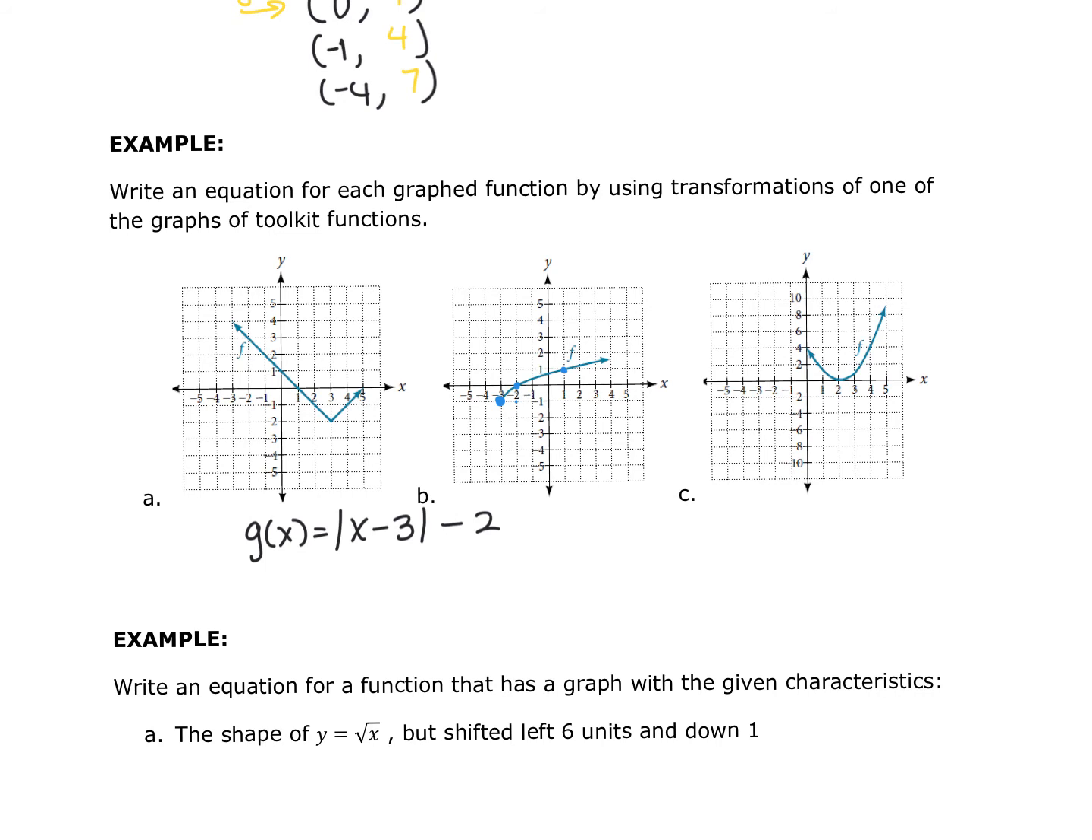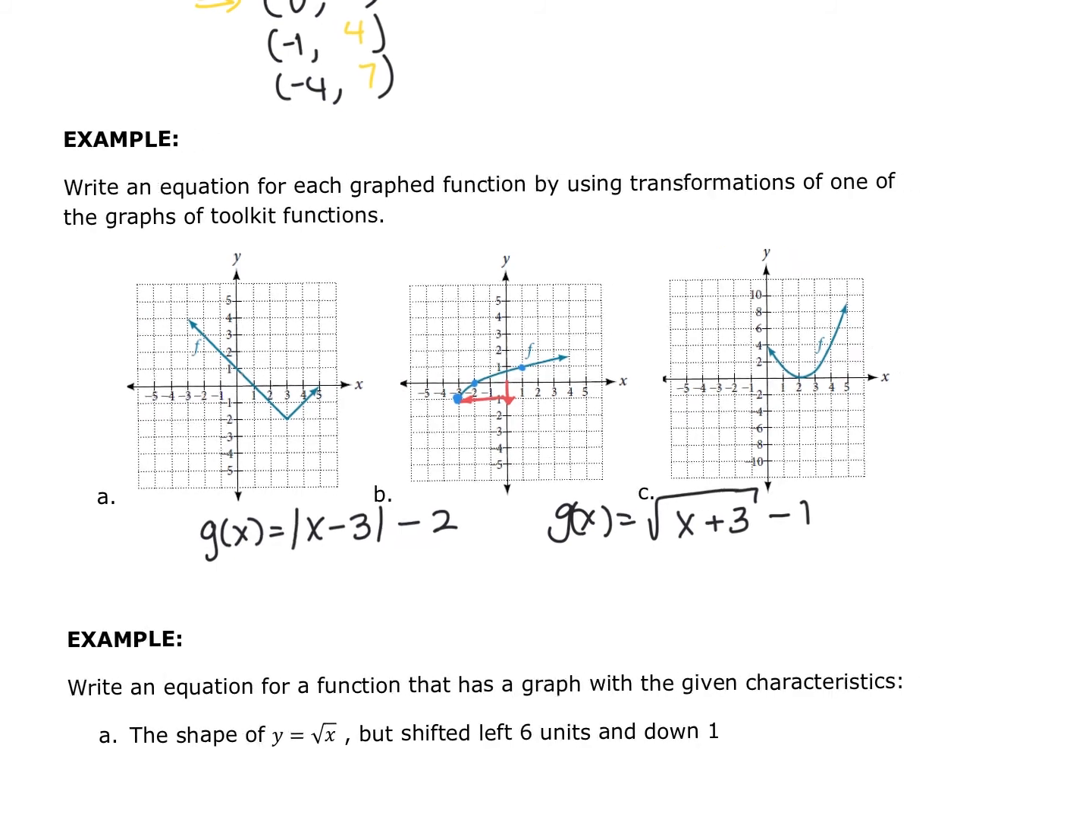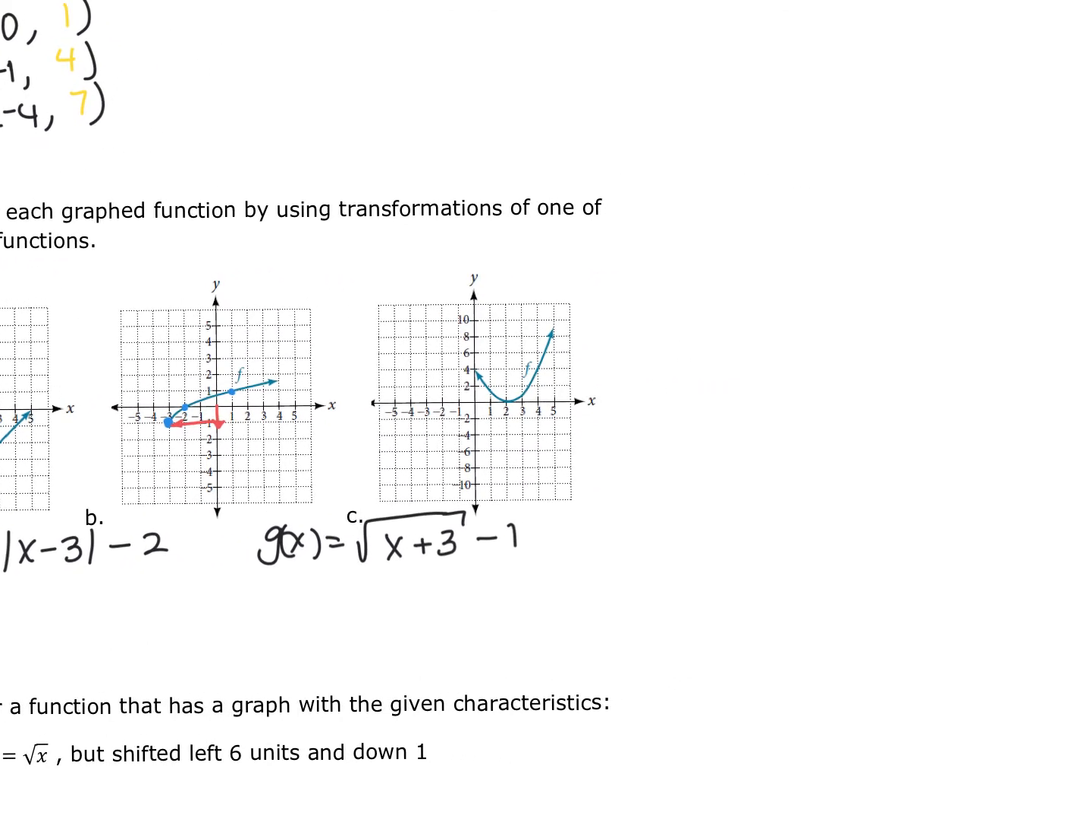I went from 0, 0, I went down 1, and I went right 3, or excuse me, left 3. So my g of x is going to be the square root of x plus 3, that makes me go left, and then -1. Now on my last one, I have the quadratic.